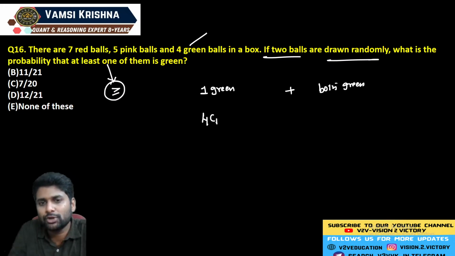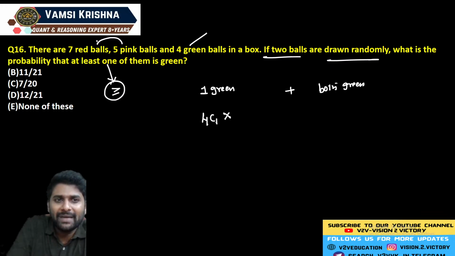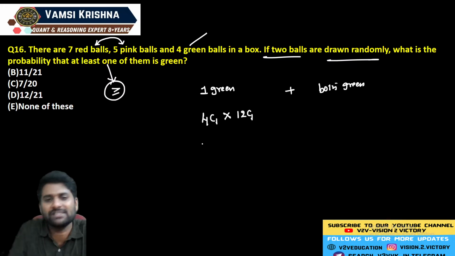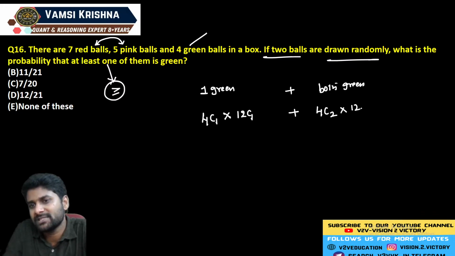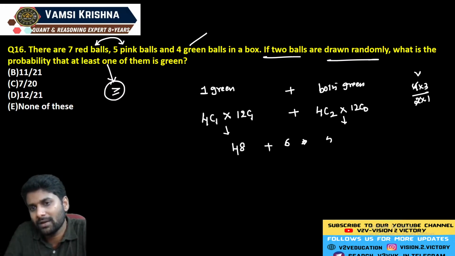Guys, we are drawing 2 balls, right? So if one is green, the remaining one ball can be either red or pink. That's why the total here is 12C1. Or the probability of both being green balls. If both are green, definitely there are no other balls. So here 4 multiplied by 12 is 48. And 4C2, you already know that 4C2 means 4 into 3 by 2 into 1, a value of 6. Here the overall value is 54.